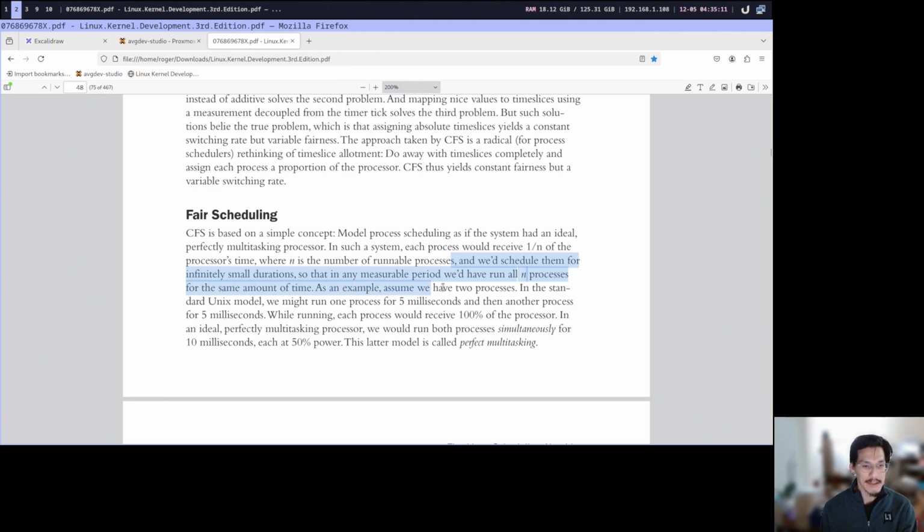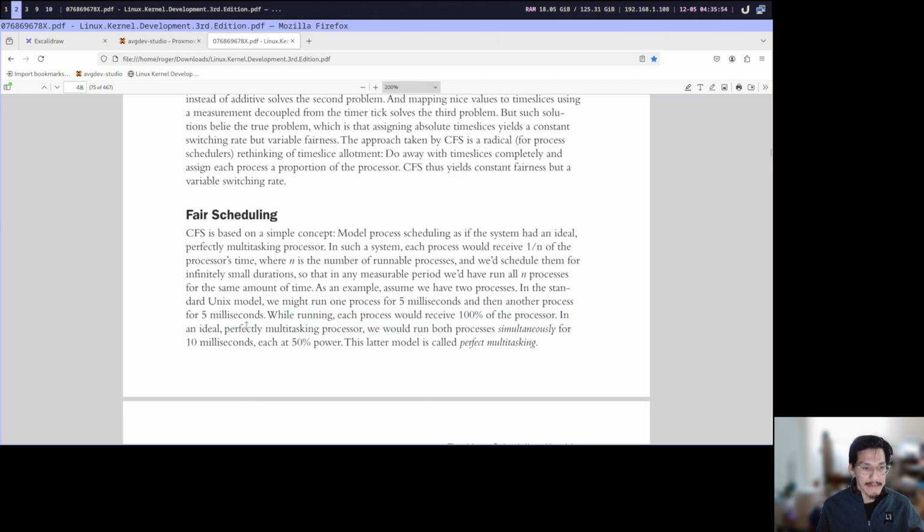As an example, assume we have two processes. In the standard Unix model, we might run one process for 5 milliseconds and then another process for 5 milliseconds. While running, each process would receive 100% of the processor. In an ideal perfectly multitasking processor, we would run both processes simultaneously for 10 milliseconds, each at 50% power. Okay, so as we are running each process, they get the entire system while they are active.